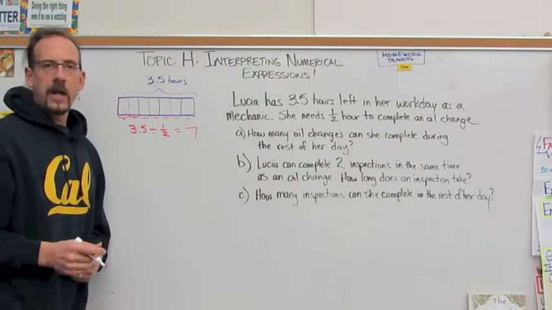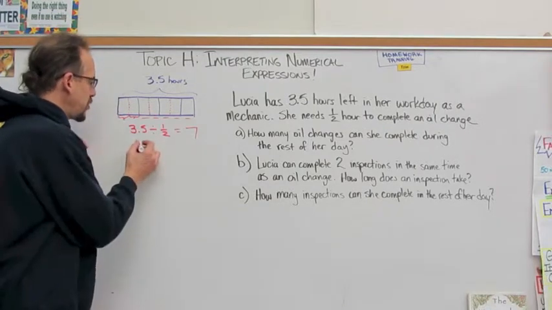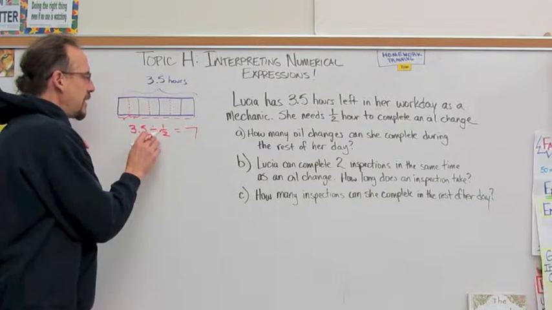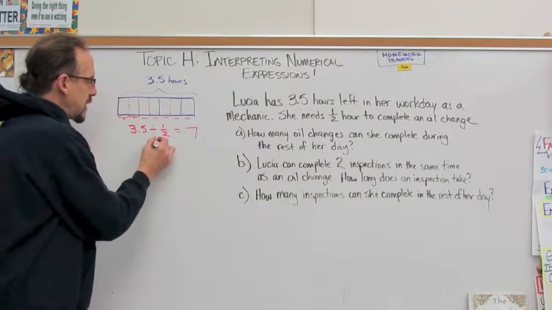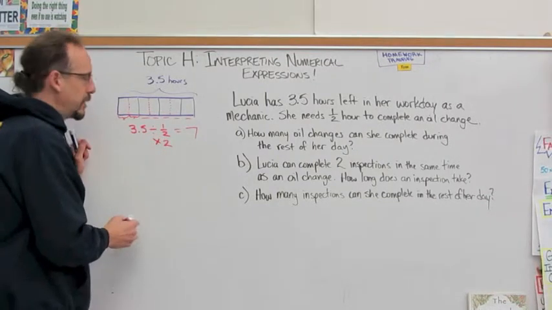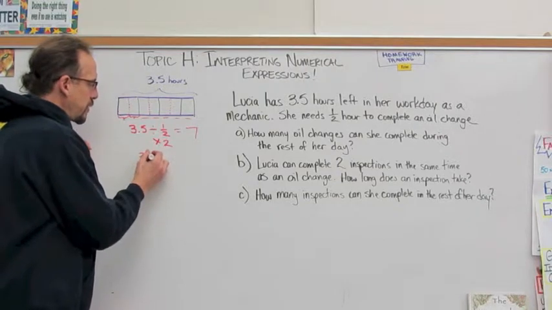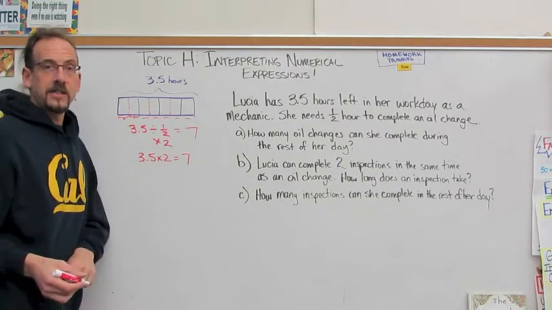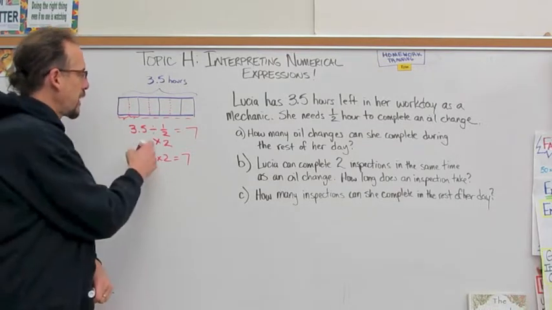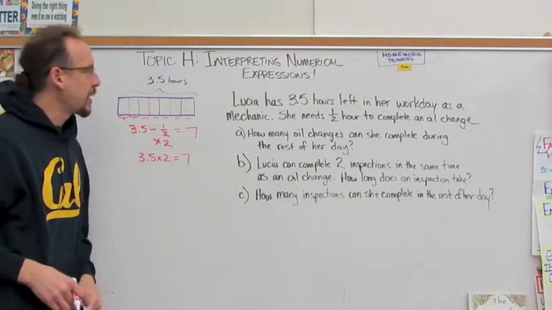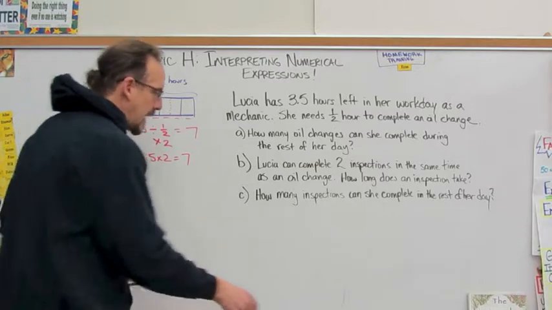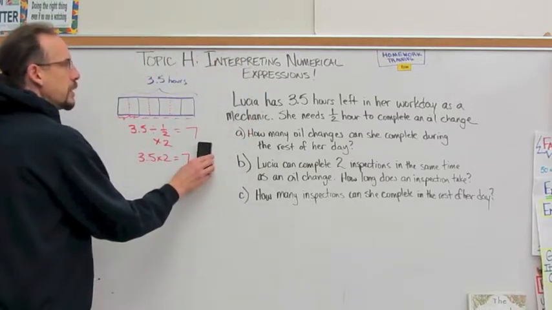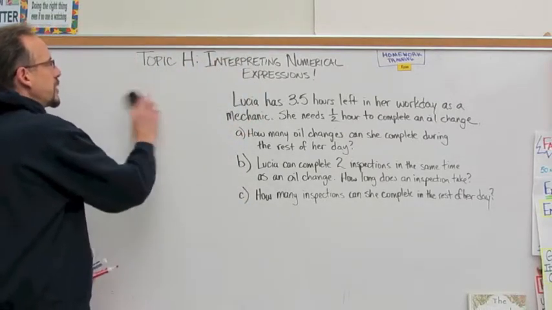3.5 divided by 1/2. Again, by now kids should know that dividing by a half is the same as multiplying by 2. And they might just do 3.5 times 2, which equals 7. It is the same thing. Multiplying by the inverse is the same thing. So that would be A, she can complete 7 oil changes.